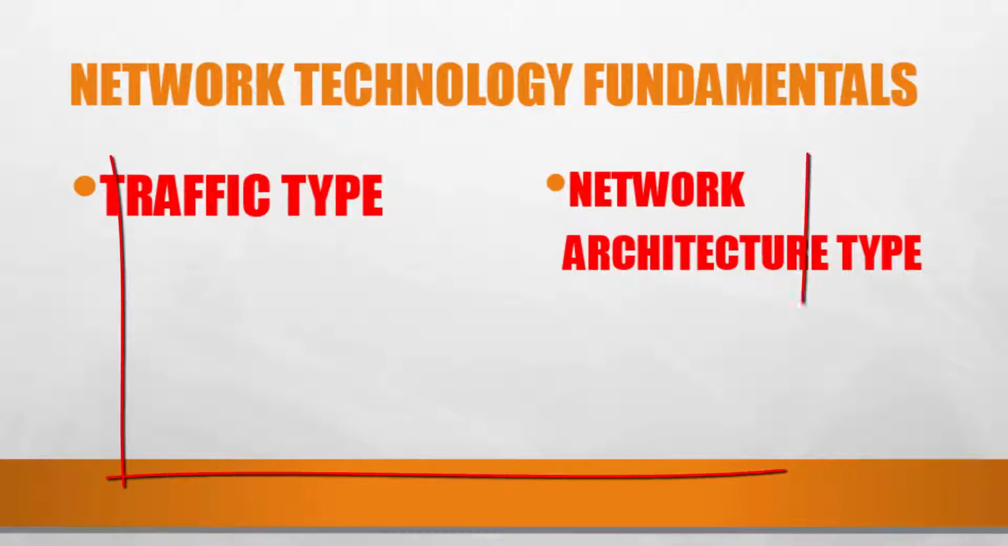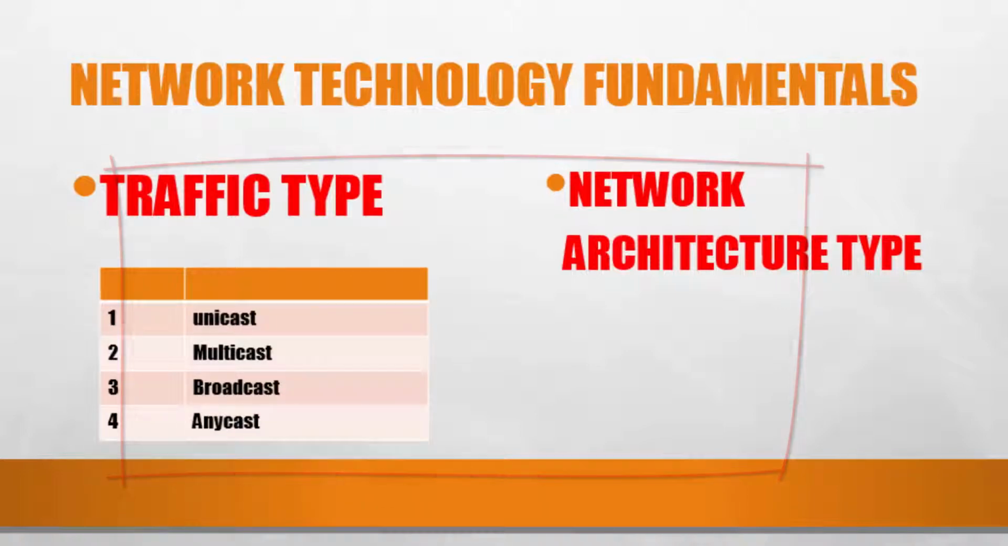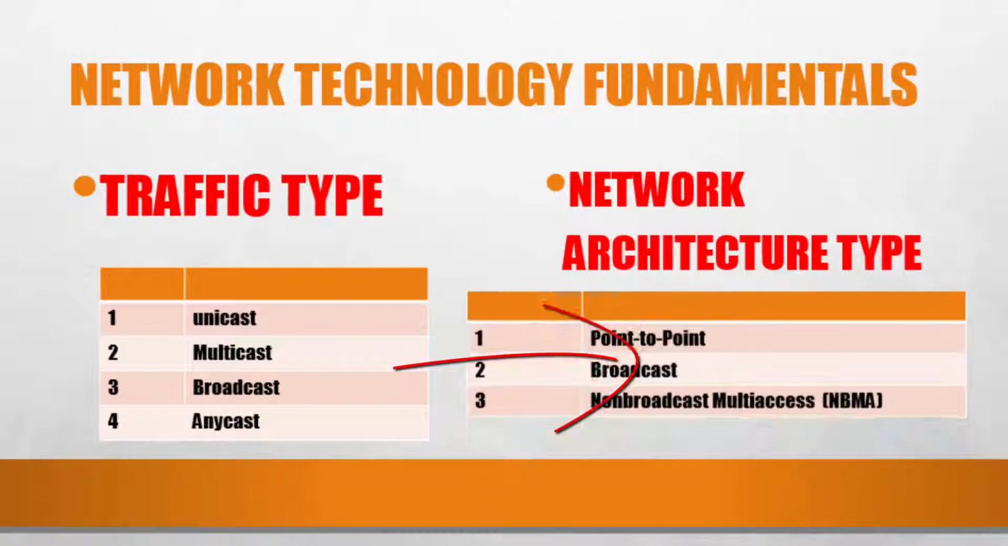The traffic types. What are the traffic types that you're going to find? We're going to find Unicast, Multicast, Broadcast, and ANYCAST. And on the network architecture type, we're going to find point-to-point, broadcast, and non-broadcast multi-access, NBMA.